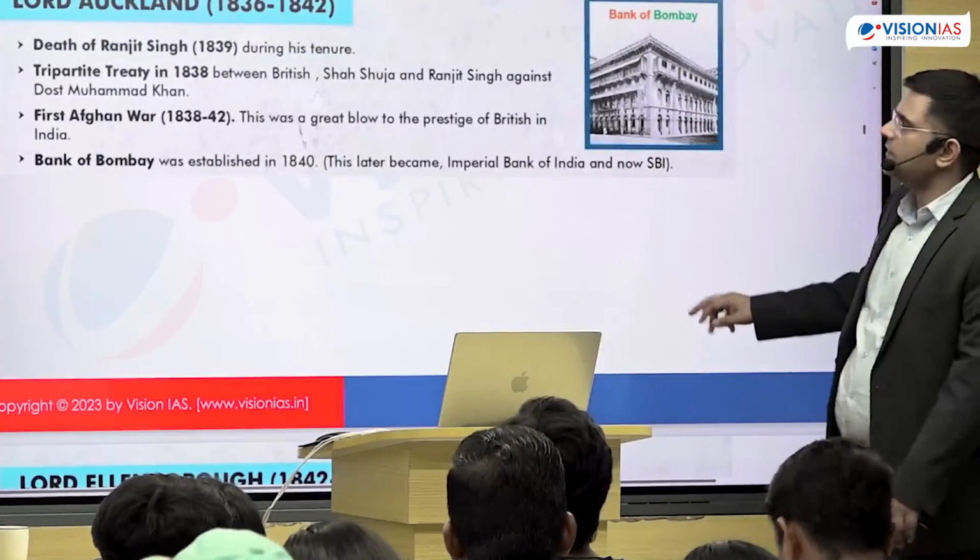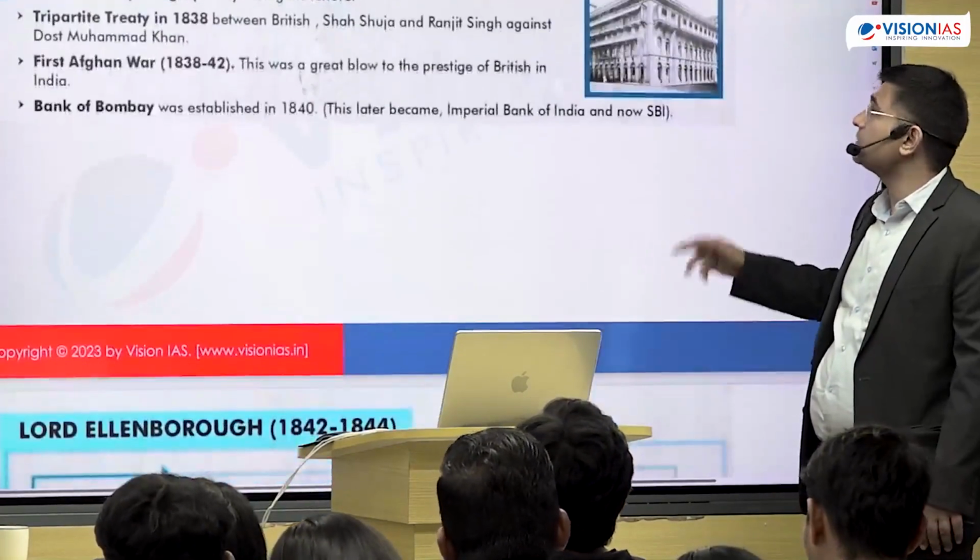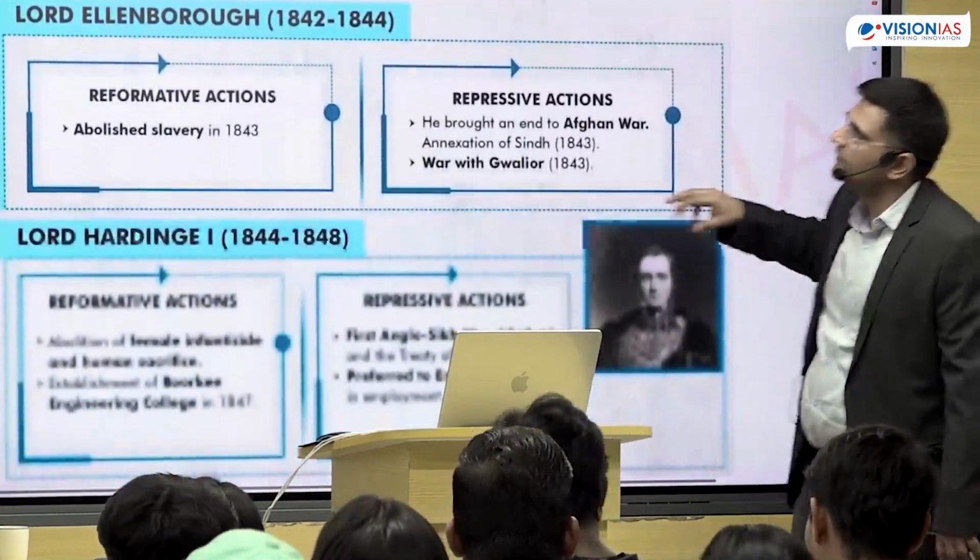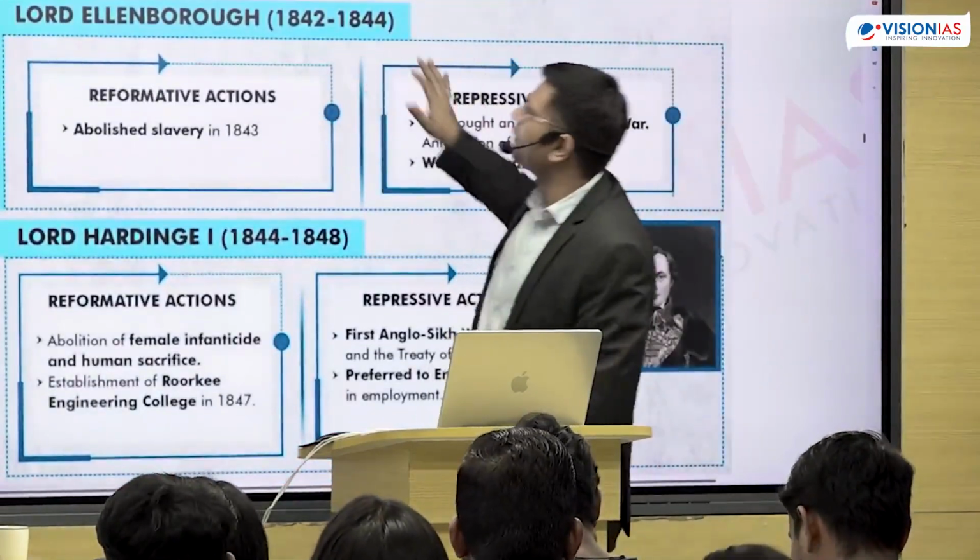Bank of Bombay was established in 1840. This later became Imperial Bank of India and now State Bank of India. Then Ellenborough, 1842 to 44.